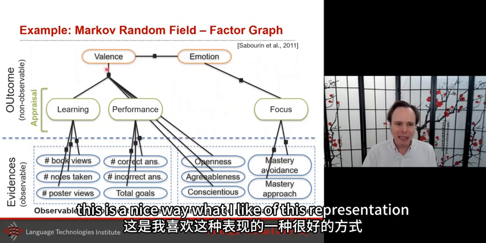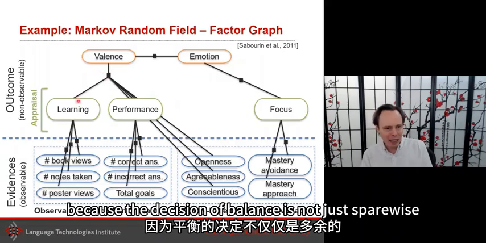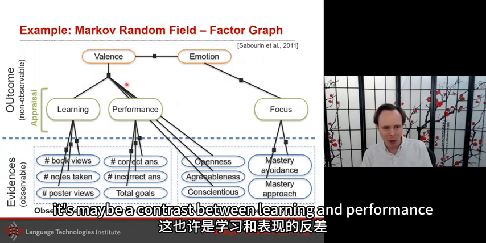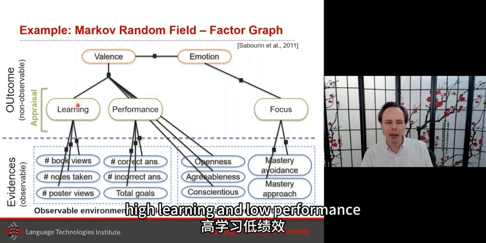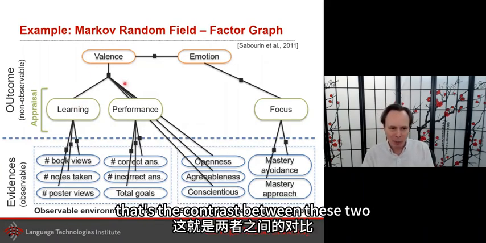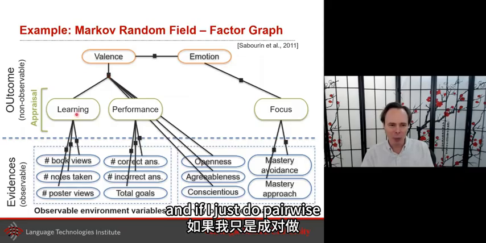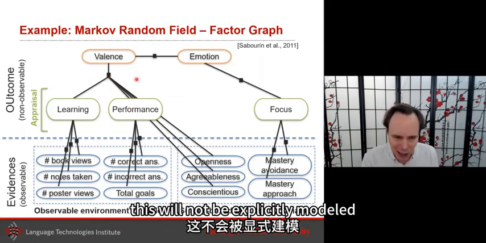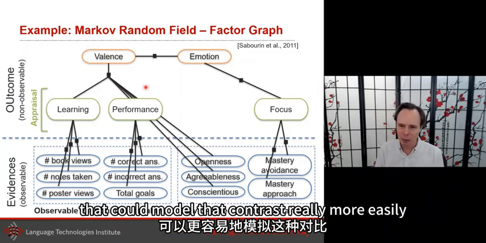As I mentioned, this is a nice way. What I like about this representation, now it makes a lot more sense to me, because the decision of valence is not just pairwise, it's maybe a contrast between learning and performance. It's like high learning and high performance, or high learning and low performance. That's the contrast between these two that is really useful. And if I just do pairwise, this will not be explicitly modeled. But now I have a way of defining a potential function that could model that contrast more easily.